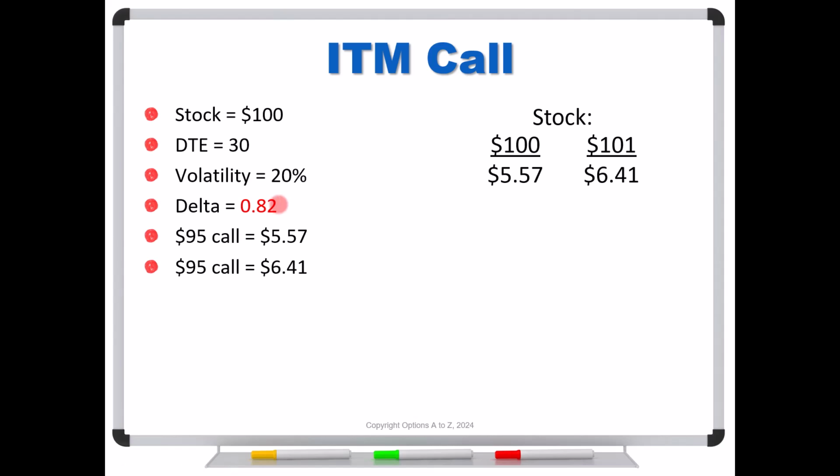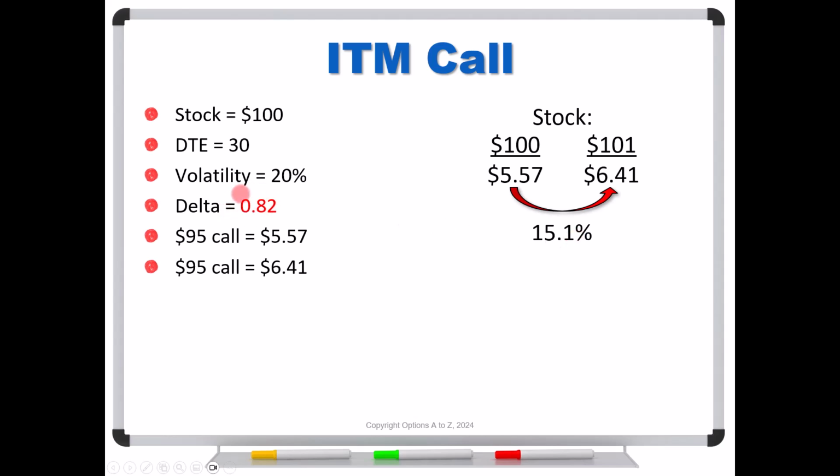But you can see, as with the previous example, if we take $5.57 plus 0.82, we get $6.39. And yet the actual answer is $6.41. We're off by a few pennies. Why? Because of gamma. But again, probably not enough to worry about. But if we take $6.41 divided by the $5.57 current price, subtract off 1, multiply by 100, that's a 15.1% increase. So you can see that once that option goes in the money, the percentage changes are going to start dropping. But what would our simple formula tell us?